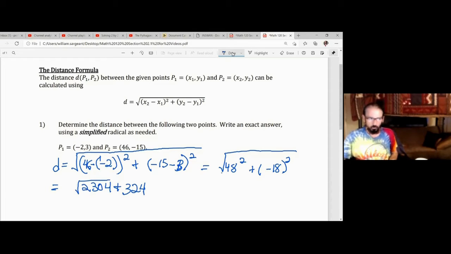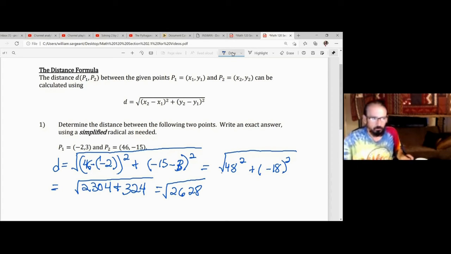Adding those up, we've got 2,628 underneath the square root. Now, to simplify that, if there is a perfect square larger than 1 that goes into that, then we want to find out what that factor is. There may be some shortcuts when you are dealing with some smaller numbers, but overall, since that's even, then we could divide it by 2.